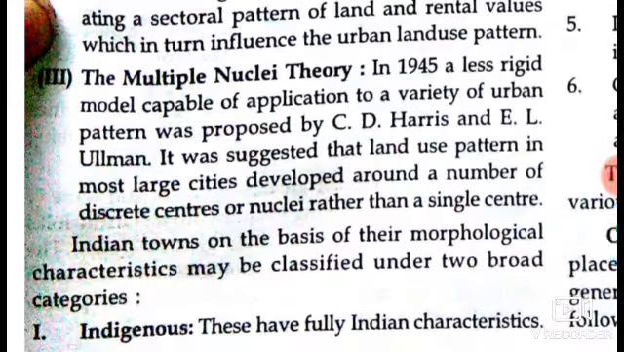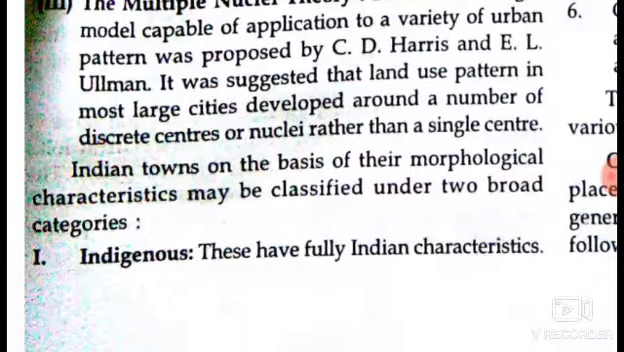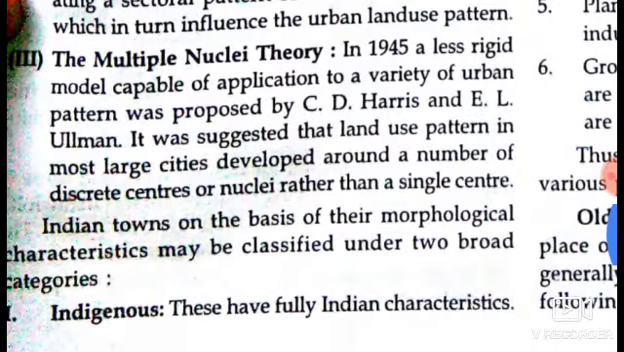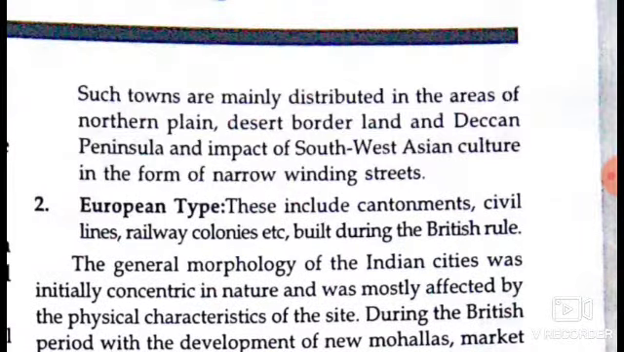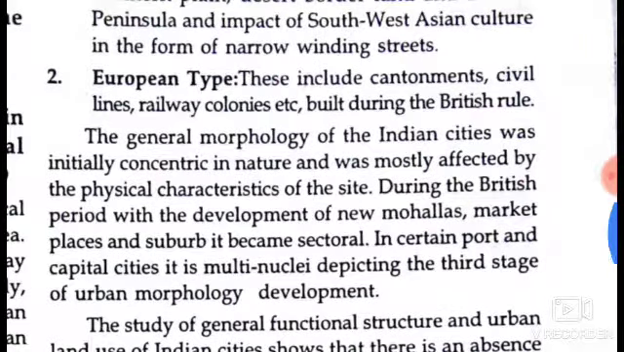Indian towns, on the basis of their morphological characteristics, can be classified into two broad categories. Indigenous: these have fully Indian characteristics. Such towns are mainly distributed in the areas of the northern plain, desert borderland and Deccan Peninsula, and show impacts of Southwest Asian culture in the form of narrow winding streets. European types: these include cantonments, civil lines, railway colonies, etc., built during British rule.